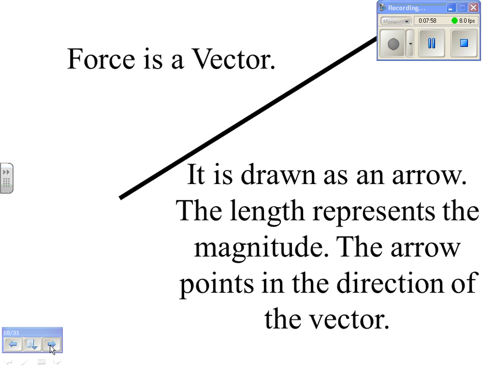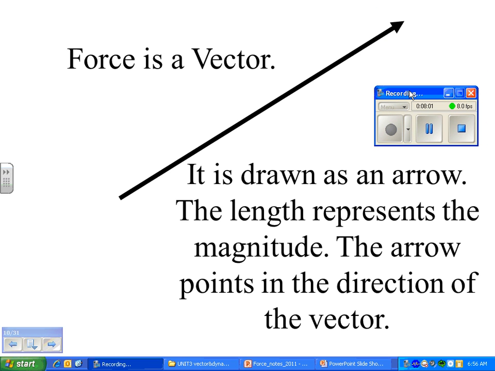Force is a vector. It's drawn as an arrow. We already talked about that before, just reminding you of that. The arrow length tells you the magnitude, and of course the arrow itself gives you the direction.